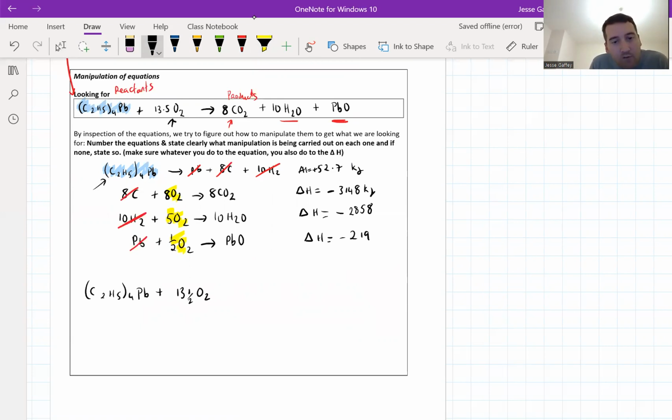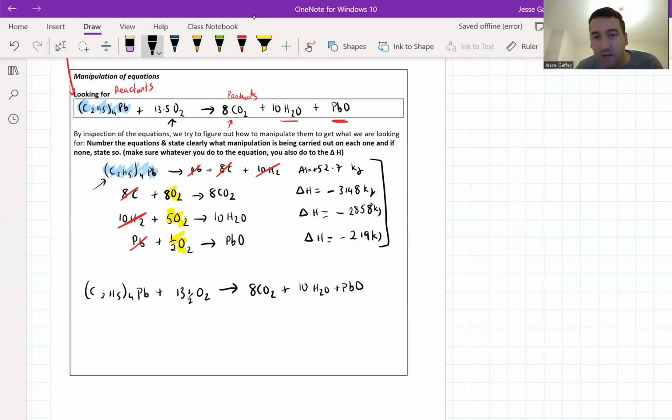Good. All these react to make, I see 8 CO2s, plus 10 H2Os, plus PbO. And the fact that we've ended up with this tells us that we've done all the multiplying of the numbers here correct. All the steps that the reaction did, we've done them in the right molar ratios, and that means that these numbers are all right. So what we've got to do is sum up all these numbers now.